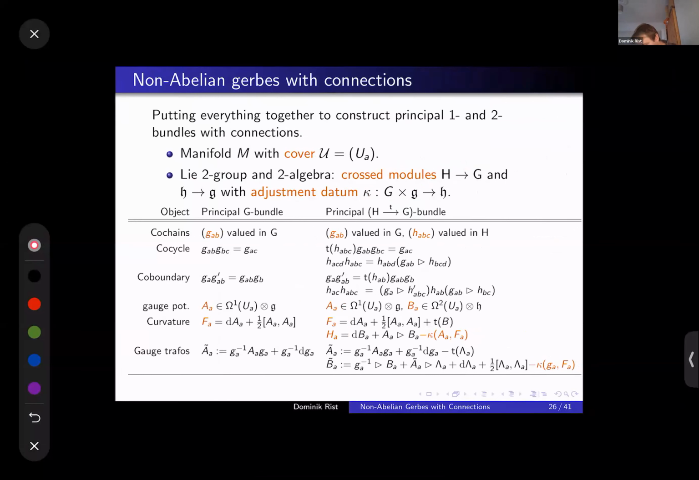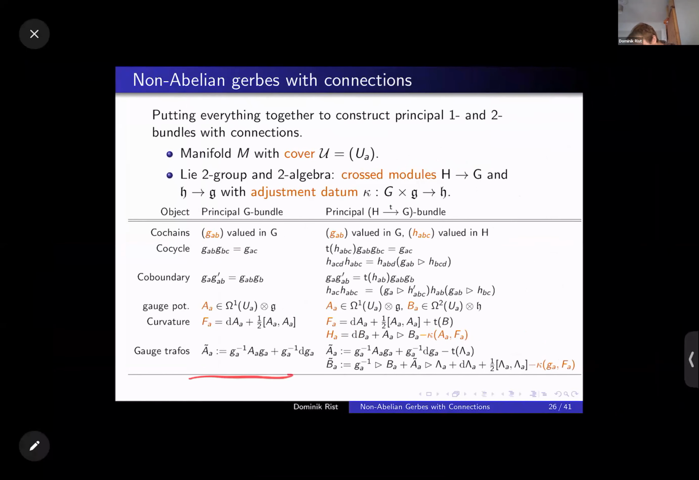Okay, but let me now describe the result. Here I have two columns, just to compare the ordinary principal bundle case to the higher case. So in the ordinary case, I said that my principal G-bundle topologically is described by these transition functions, which are valued in G. In the principal 2-bundle case, I have two sets of transition functions. First of all, GAB, which take me from double overlaps into G, and HABC, which take me from triple overlaps into H.